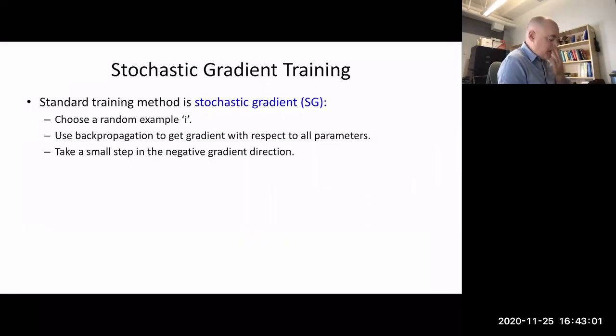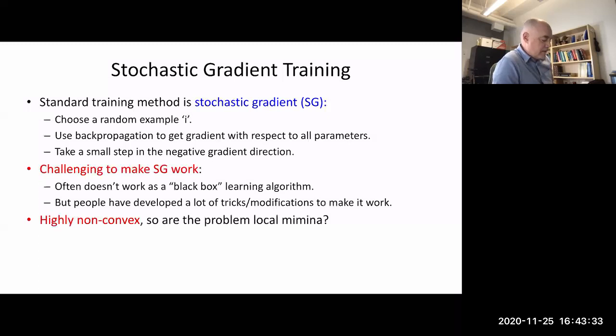So the basic answer, and were we to run a pure deep learning course, I'm not sure that there's enough theory to run a full undergrad course on it. Maybe a grad course to read some papers. It hasn't really distilled down into an undergrad course. But what do we do for deep neural network training? Some variant of stochastic gradient. You choose an example i, you use backpropagation or automatic differentiation to get a gradient with respect to all the model parameters, and then you take a small step in the negative gradient direction.